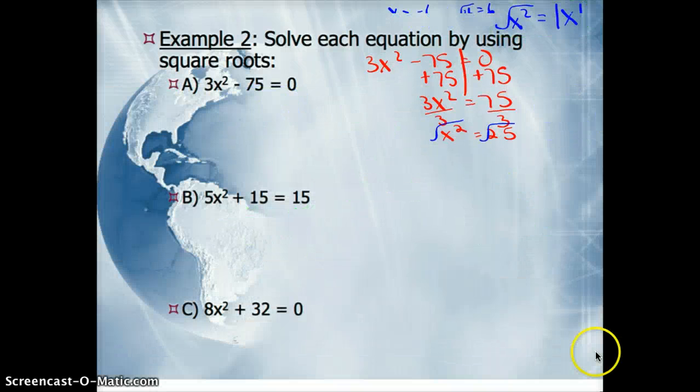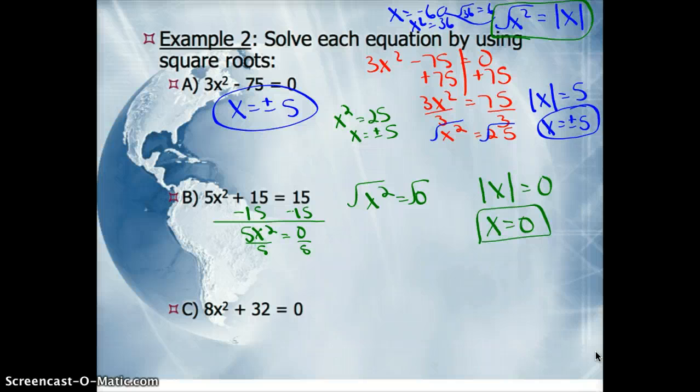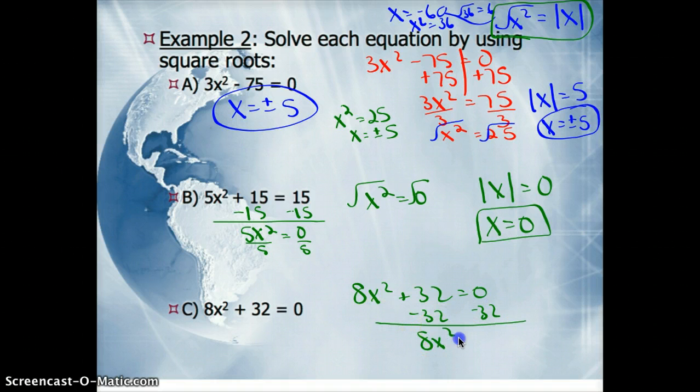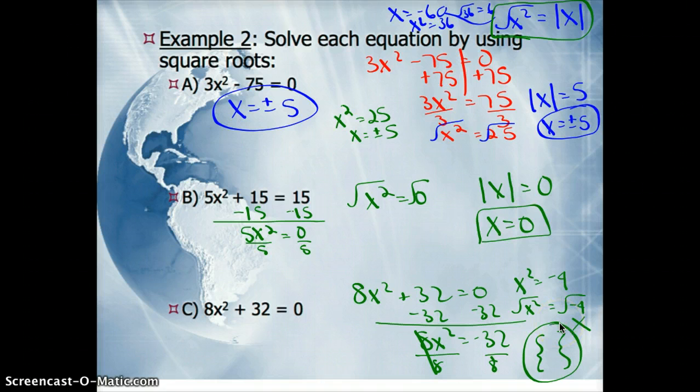I'll give you something like this: 8x squared plus 32 equals 0. I'm going to be subtracting 32 from both sides, and I would have 8x squared equals -32. I divide by 8, and I get x squared equals -4. If I wanted to square root both sides there, you're going to notice I'm going to be getting into some problems, because when I try to take the square root of -4, it does not have a real number solution. So this is an equation that has no solution.